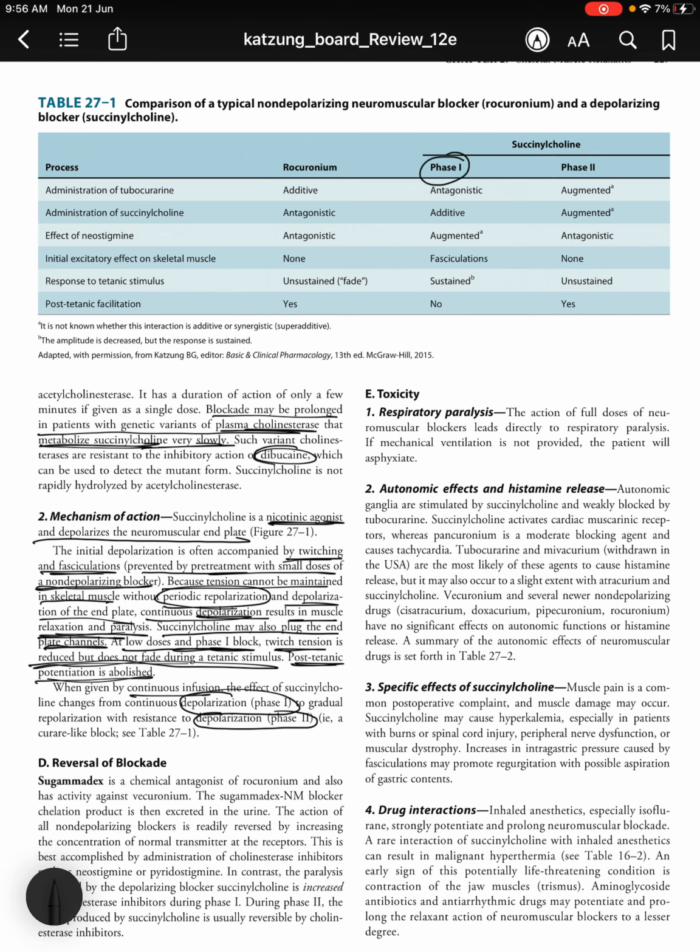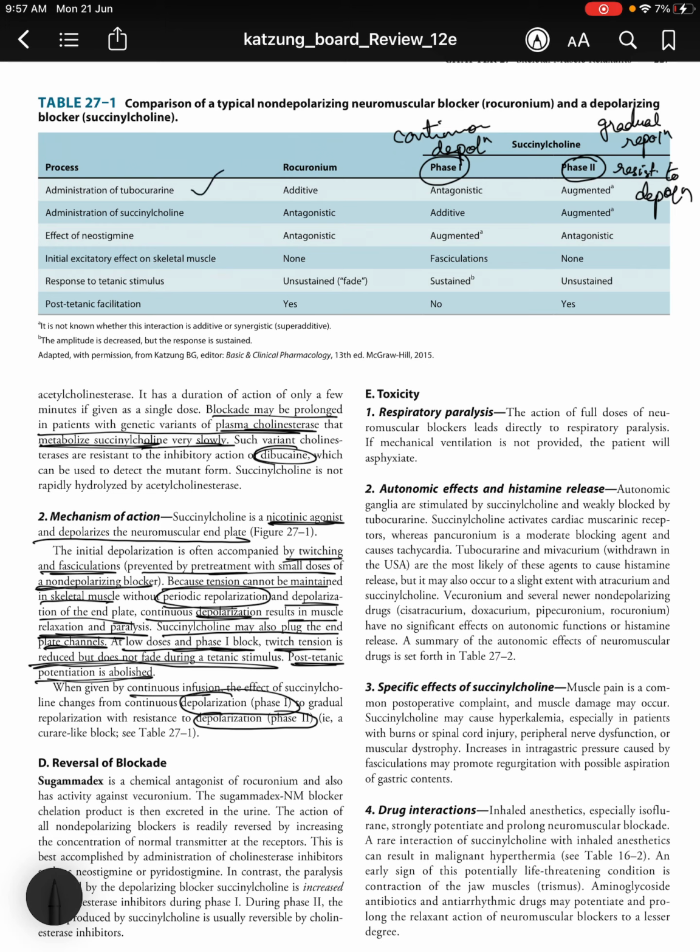So phase 1 means continuous depolarization. Phase 2 is nothing but resistance to depolarization, so gradual repolarization, resistance to depolarization.